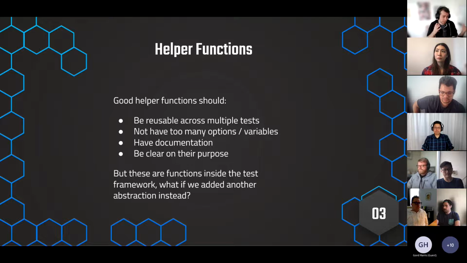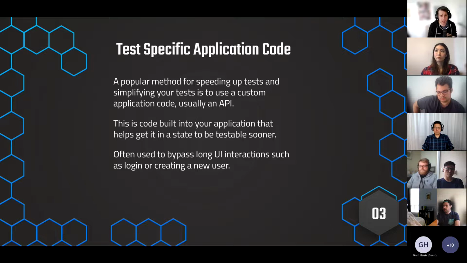And so these are inside the test framework, all of these different ways of adding another abstraction inside of the framework that you're using. What if we added something outside the tests? And that's where we get this thing. I was finding it hard to find a name for it. I called it test-specific application code.